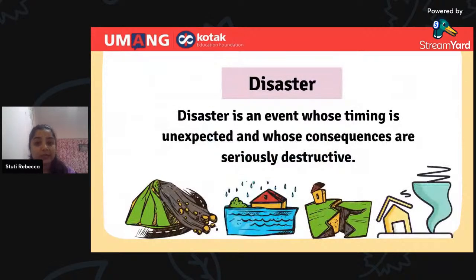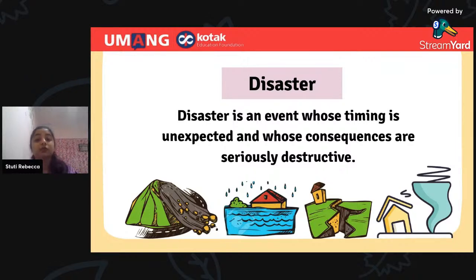So basically, students, a disaster can be defined as an occurrence, either natural or man-made, that causes human suffering and creates human needs that victims cannot alleviate without assistance. In simple words, a disaster is an event whose timing is unexpected and whose consequences are seriously destructive.